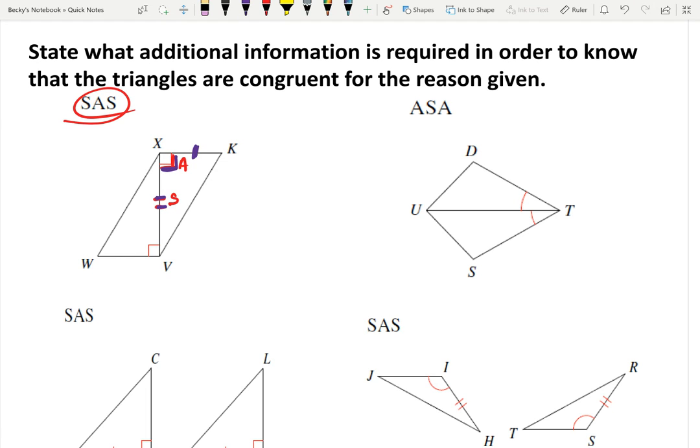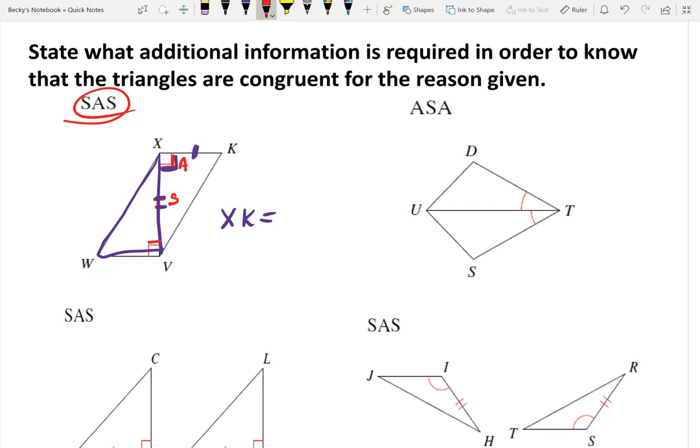Now, I need XK. I need to do the other triangle. So let's focus in on this triangle. Ooh, that was a bad tracing. Let's look at this triangle. Still a bad tracing. We're going to go with it.